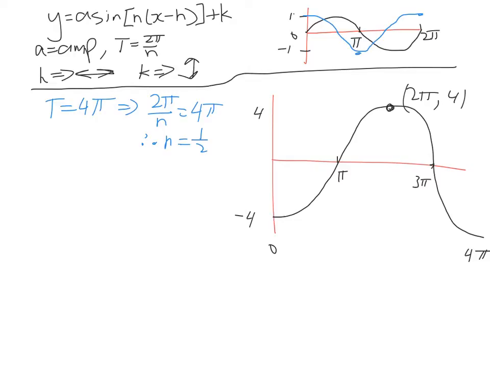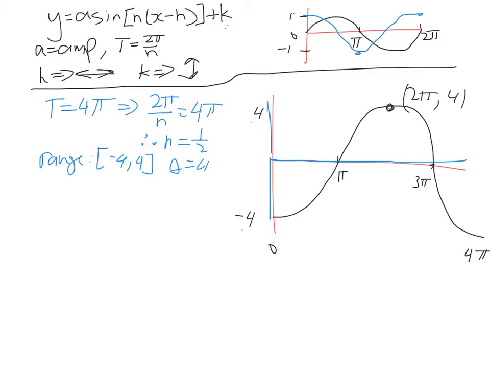Now, looking at our graph, we can see that we've got a range of -4 to 4. That tells me we have an amplitude of 4, because it moves 4 away from 0. Given that we've got a median point, a mean point of 0, we don't have a value of k at all.